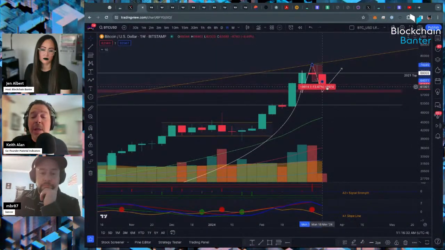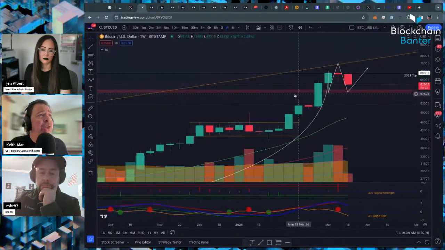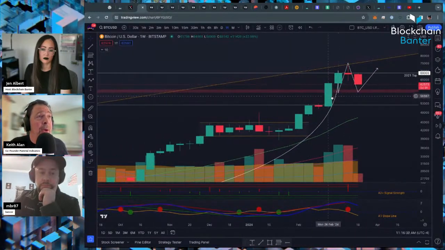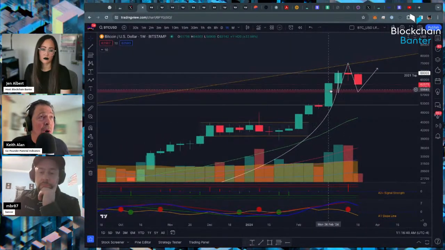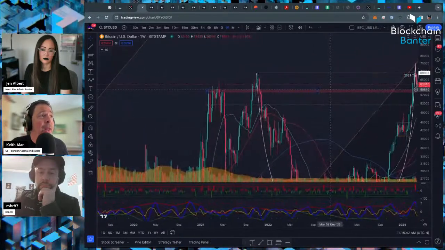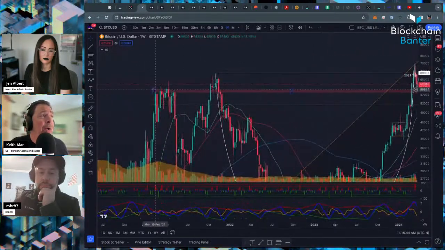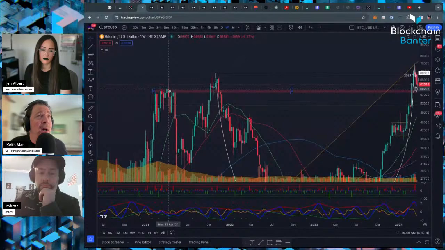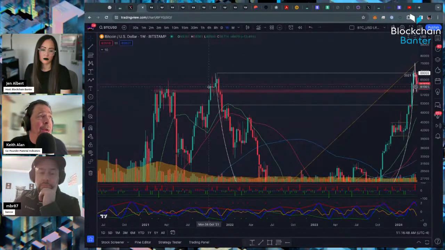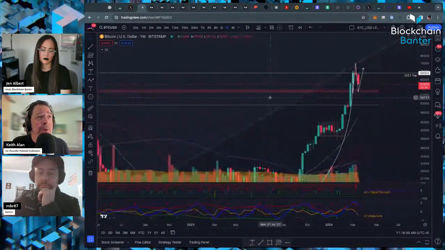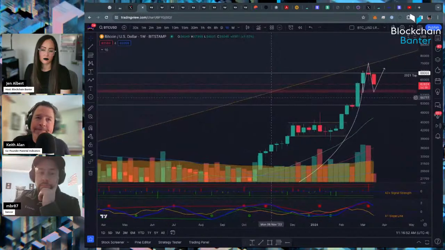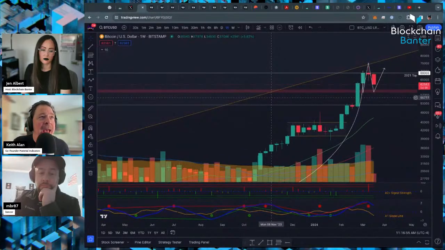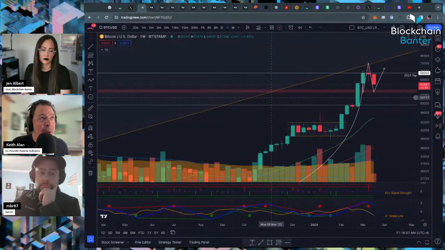But this time around we ripped through it really quickly. There was really no resistance on this run up. However, in the prior run up, in the prior all-time high, this was an area of confluence in this 58 to 60K range. So yes, that's a viable target, but it's kind of a half-baked correction, if you ask me at this point.